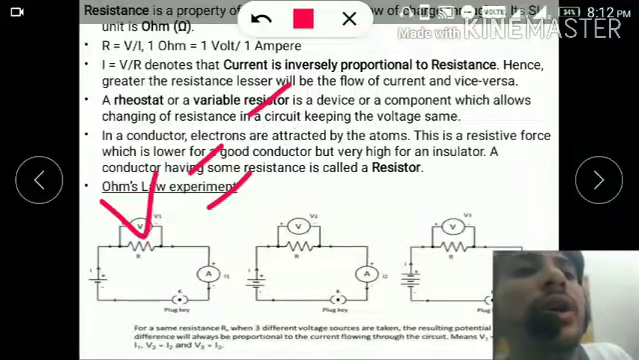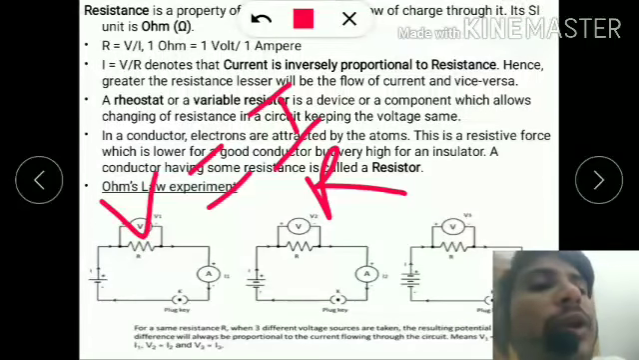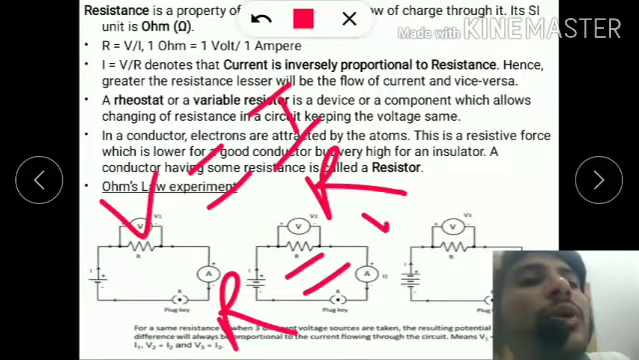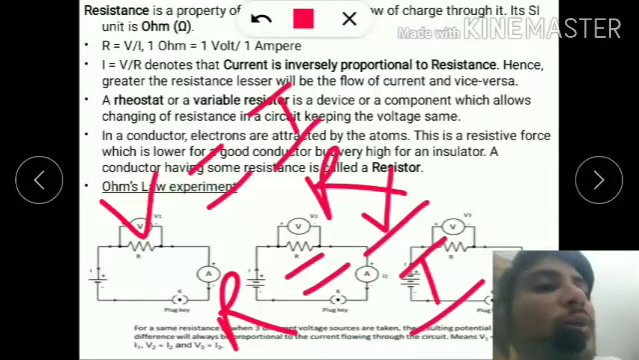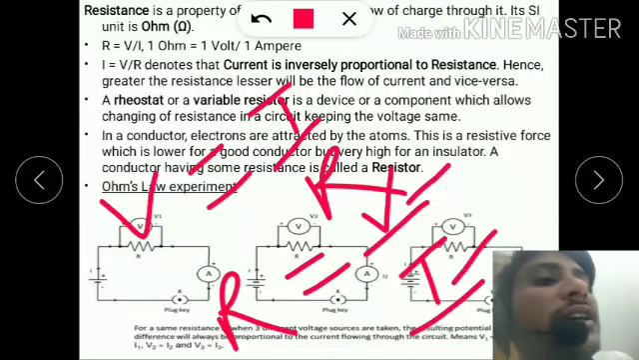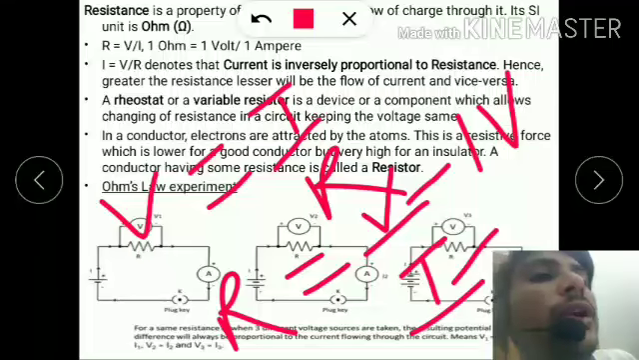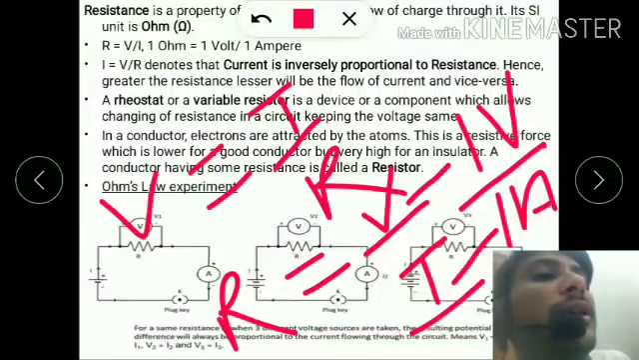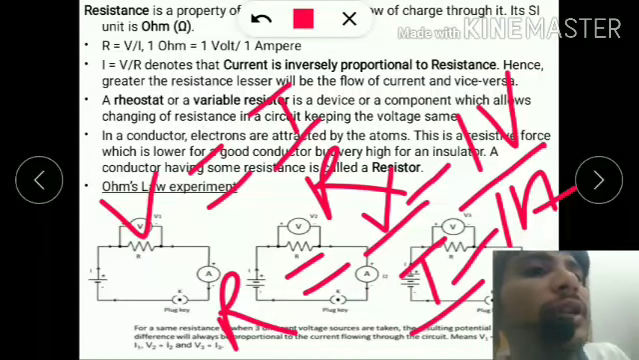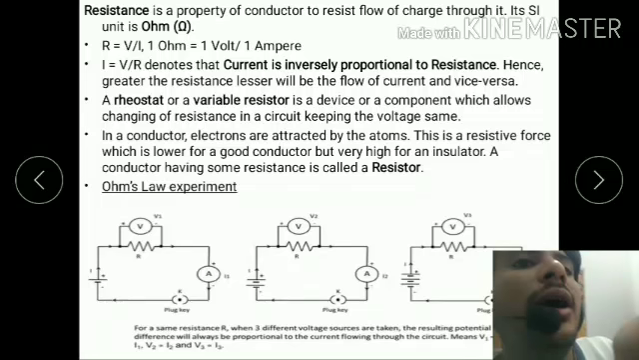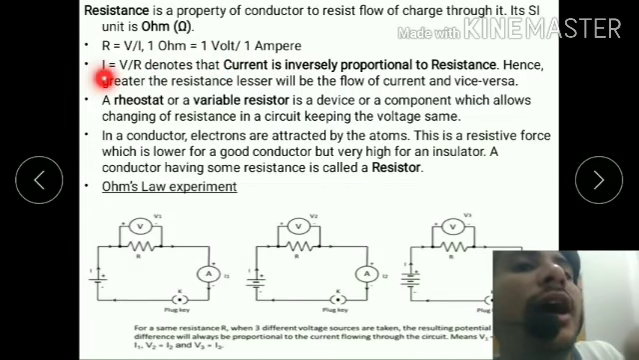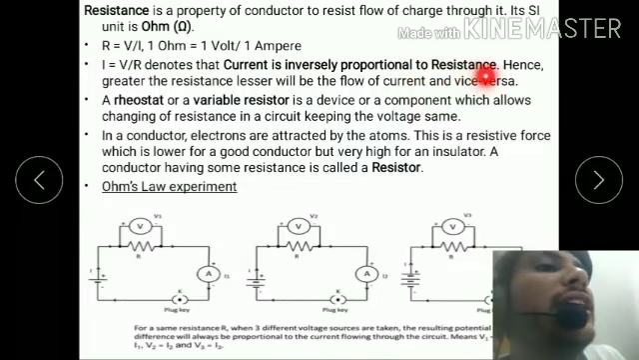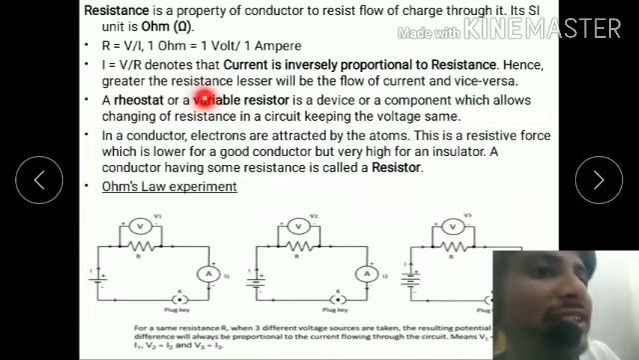If V is equal to IR, then R is equal to V upon I, where V is the voltage and I is the current. When the voltage is 1 volt and the current is 1 ampere, R is equal to 1 volt upon 1 ampere. I is equal to V upon R. This denotes that current is inversely proportional to the resistance. Hence, the greater the resistance, the lesser the flow of current, and vice versa.